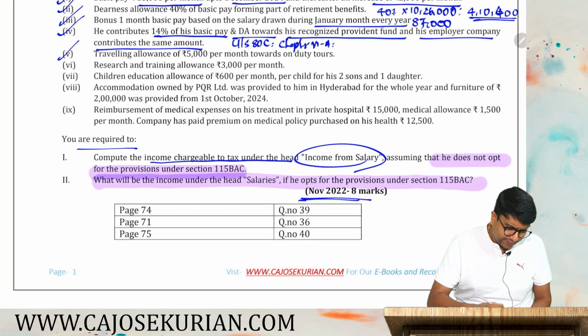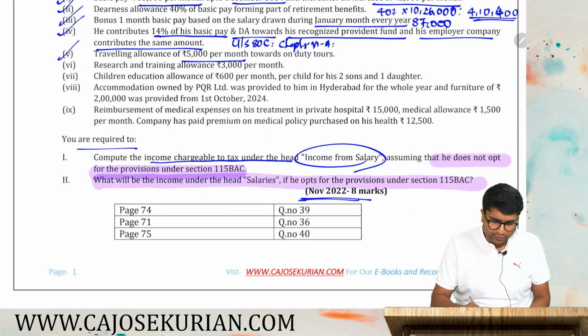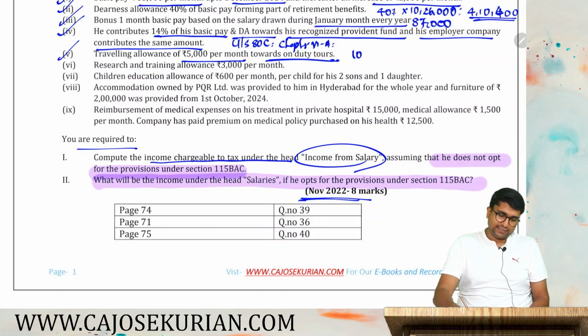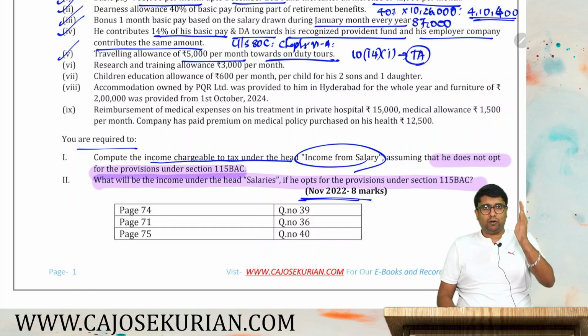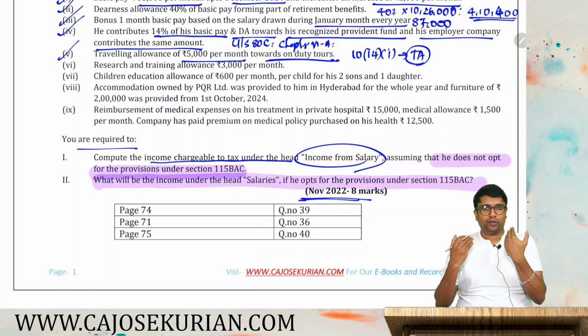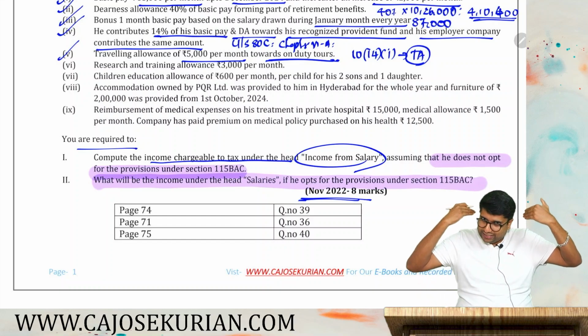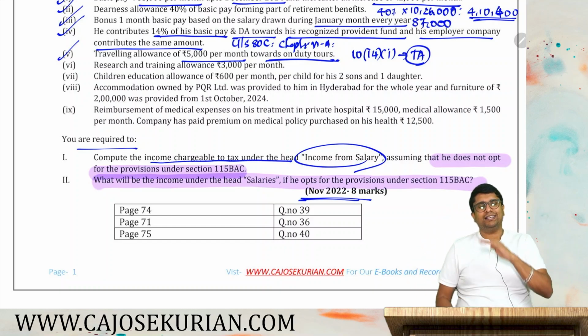All good. Next is traveling allowance, 5,000 per month towards on duty tours. Acha. So he has received traveling allowance for the purpose of duty tours. So it is exempted under section 10(14)(i), traveling allowance for official purpose. Since they are saying on duty tours, he might have done his duty already and expended that entire 5,000 per month. That is not clearly given in the question, but we are assuming that it is fully exempted.